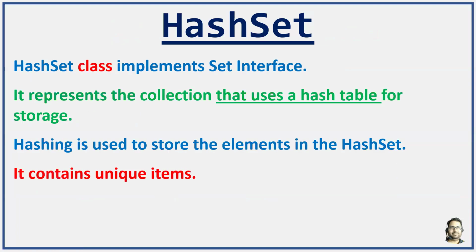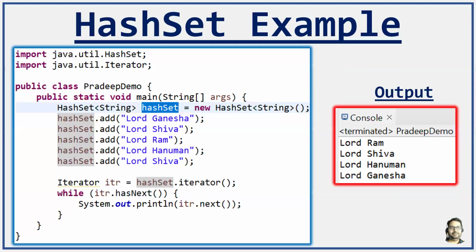Now, first of all, we are going to learn about HashSet. The HashSet class implements the set interface. It represents a collection that uses a hash table for storage, and hashing is used to store the elements in a HashSet. It contains unique items. So this is the example. You can create the object of a HashSet and then store the elements. I told you it is unordered, so it is not maintaining the order in the output here.